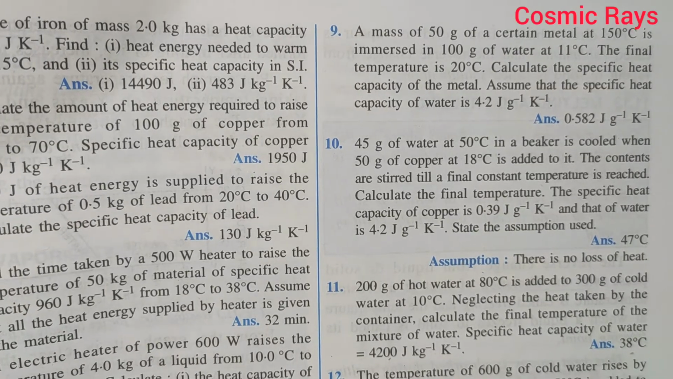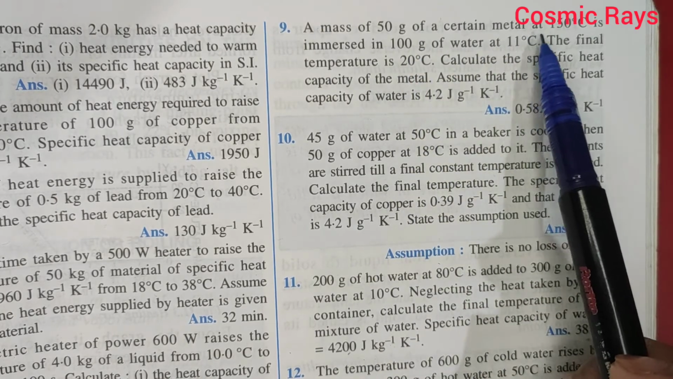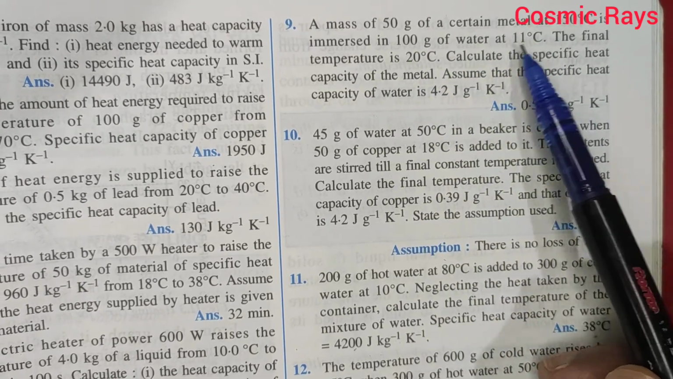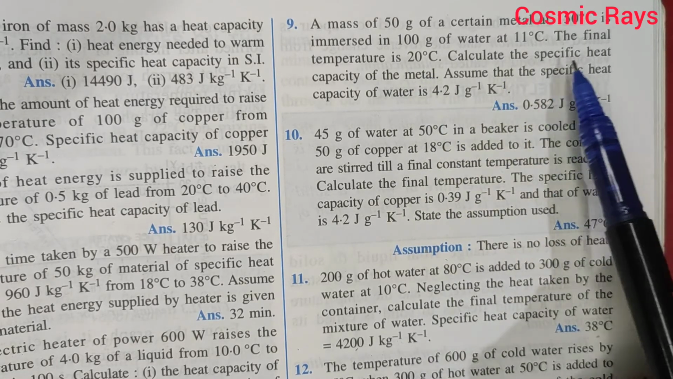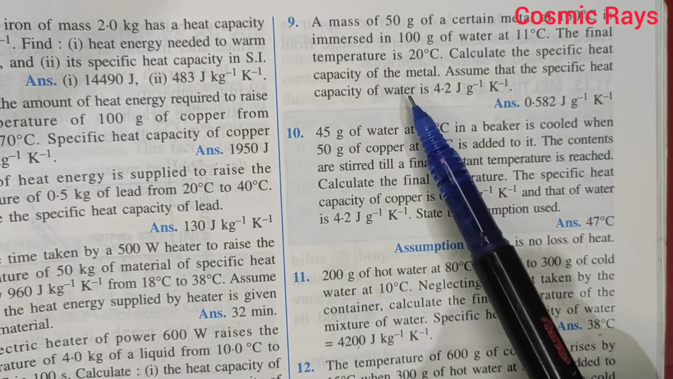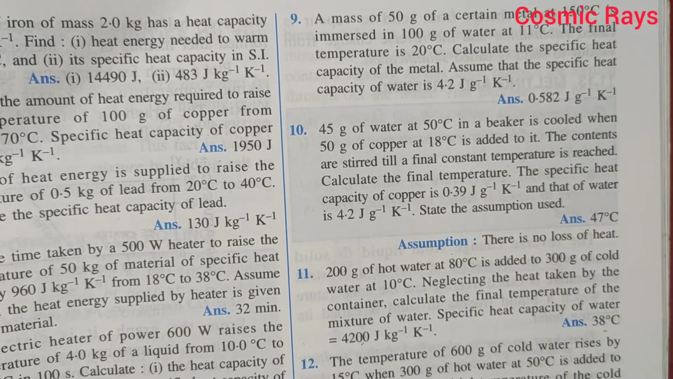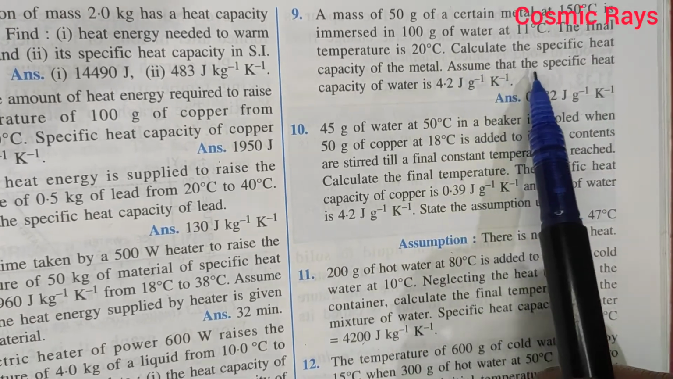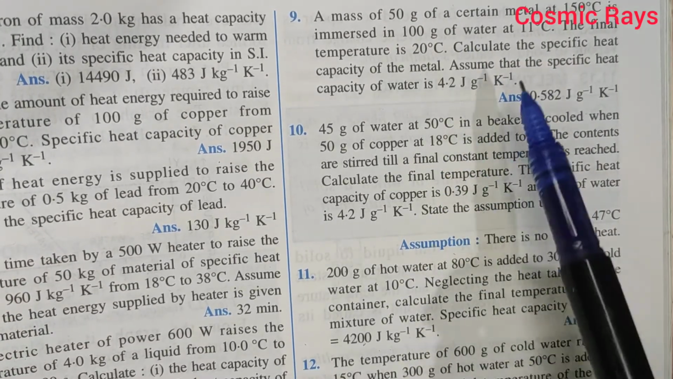Now question number 9 says a mass of 50 grams of a certain metal at 150 degrees Celsius is immersed in 100 grams of water at 11 degrees Celsius. The final temperature is 20 degrees Celsius. Calculate the specific heat capacity of the metal. Assume that the specific heat capacity of the water is 4.2 joules per gram per Kelvin. So I'll advise you to keep your textbook with you while we are writing the given things so that you can compare, because number 9 and 10 are of same type.